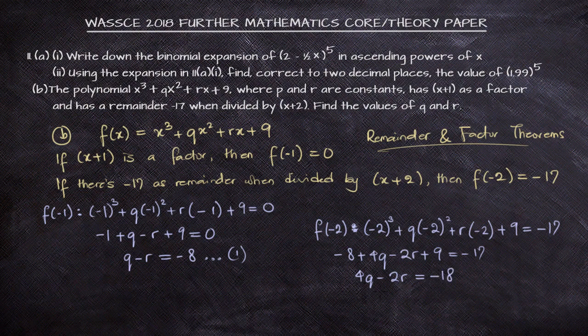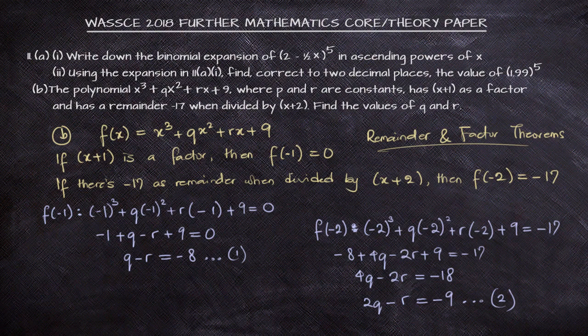So I can divide all through by 2, so that I have 2q minus r is equal to minus 9. So this is my second equation, equation 2. All I need to now do to resolve this question is to find the solution to these two simultaneous equations, and then my answer is out.